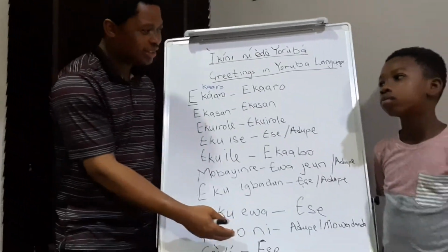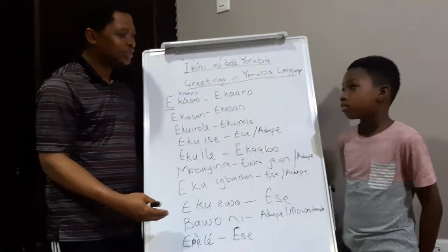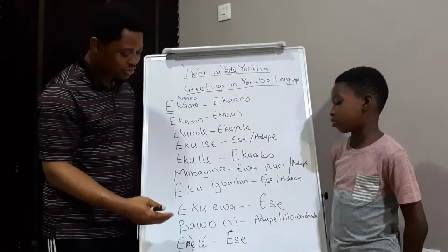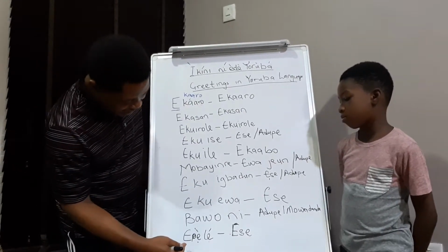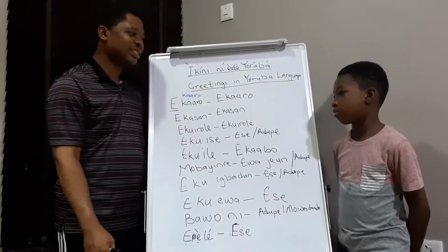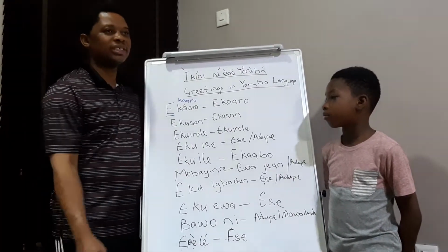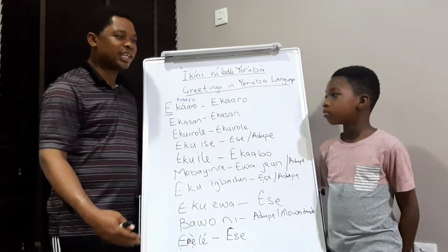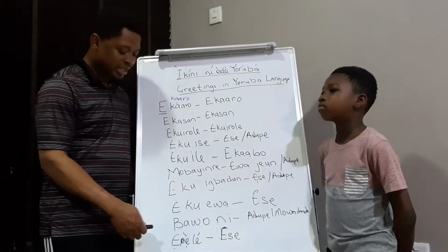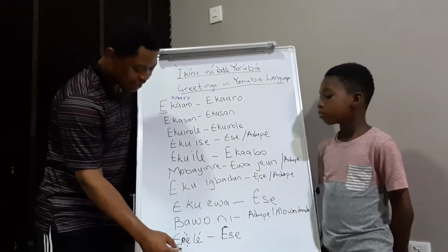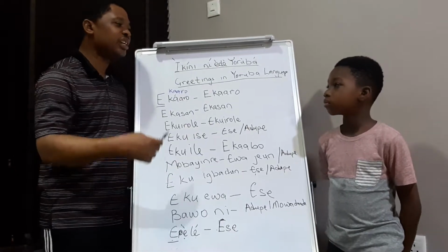And báwo ni? Ṣé o rántí nǹkan tí báwo ni túmọ̀ sí? Kí ni báwo ni? How are you? How are you doing? Then Ẹ pẹ̀lẹ́. Ẹ pẹ̀lẹ́, do you know? Sorry. Basically you use Ẹ pẹ̀lẹ́ because if the person is older, that's why you use this Ẹ that is here. But if someone is like your younger brother or your friend, you say pẹ̀lẹ́.